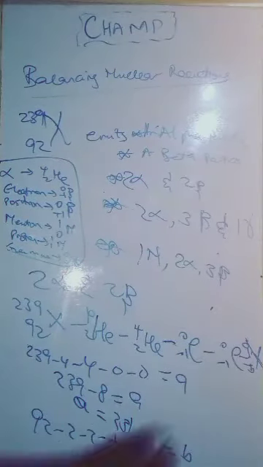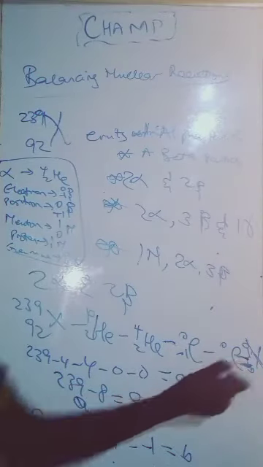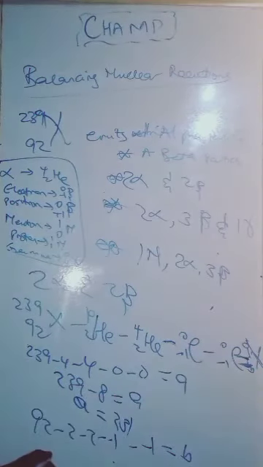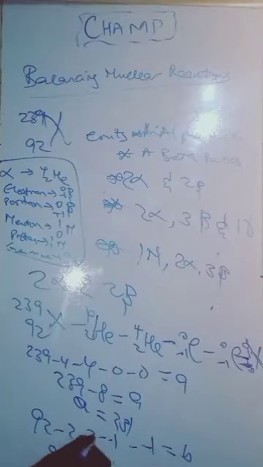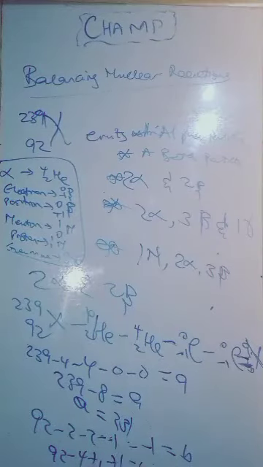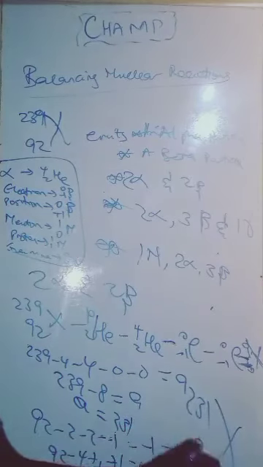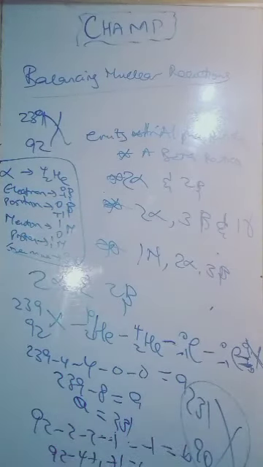You get it now. Pardon my writing. So you have 92 minus 2 minus 2, that's minus 4. Minus times minus, that's plus 1. Minus times minus, that's plus 1, is equals to B. 92 minus 4 plus 2. So what's 92 minus 4? 88. 88 plus 2, that's 90 is equals to B. B is equals to 90. So write it here: A, 231, B, 90. So this is the new element formed.